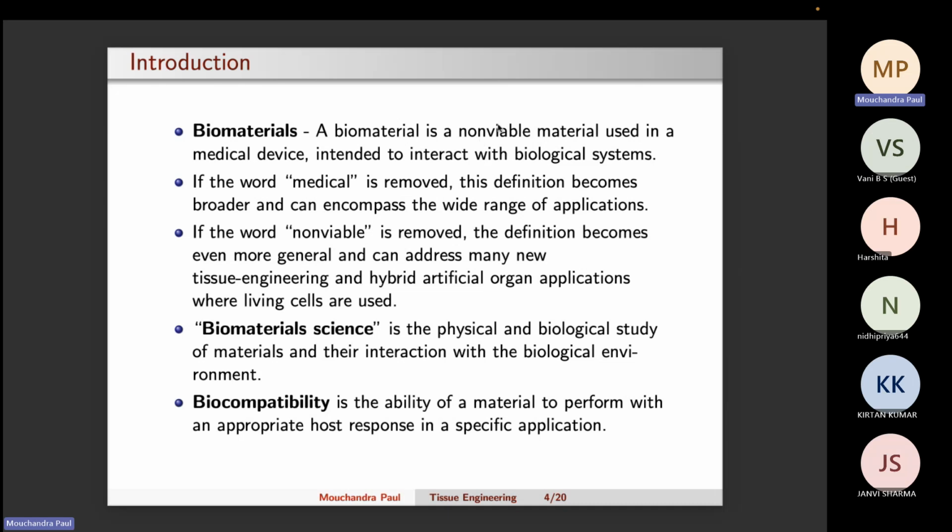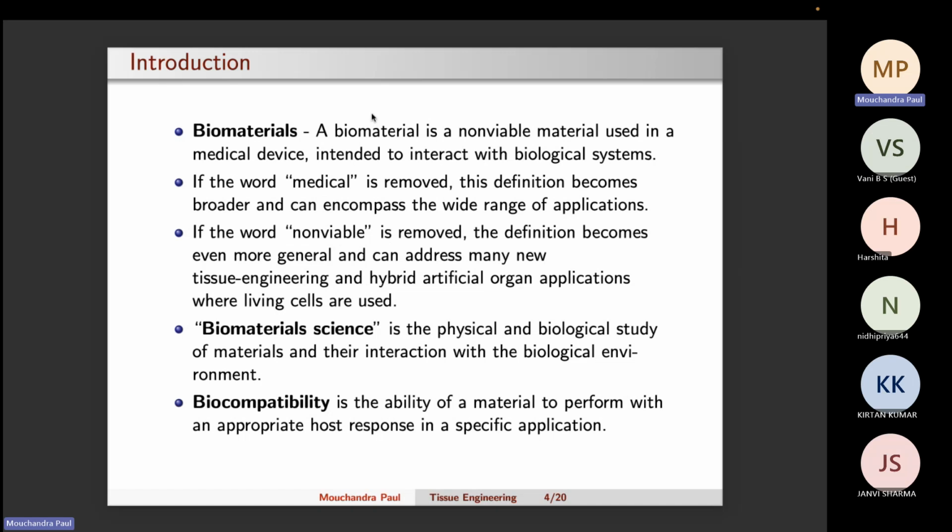If you remove this word from the definition, then another very large class of materials can be called biomaterials. For example, the bioink, where you have added living cells in it. So the bioink can now be called a biomaterial. And this bioink is used for artificial tissue, and that is the work of tissue engineers to make artificial tissue.